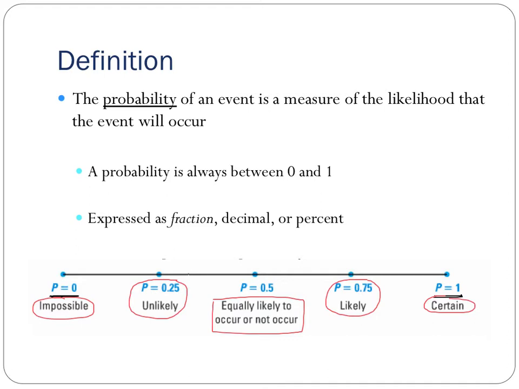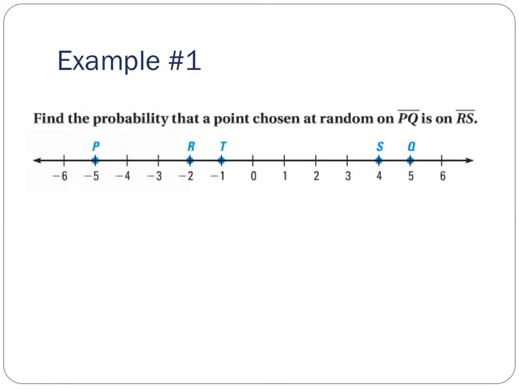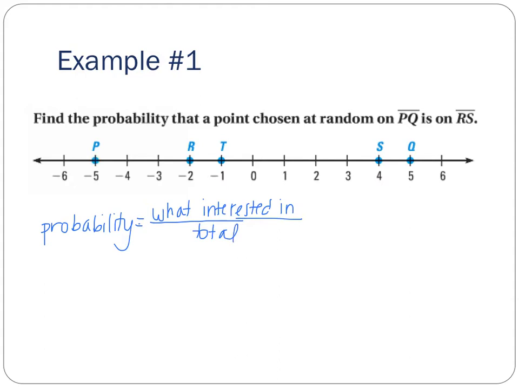Okay, so let's just jump into some examples. Here's example number 1. It says, find the probability that a point chosen at random on PQ is on RS. So I'm going to give you a general idea of probability. The general form of probability, I said it's already a fraction, and the numerator is what we're interested in. In the denominator, it's the total.